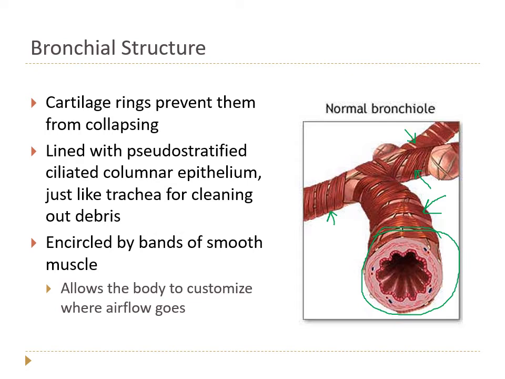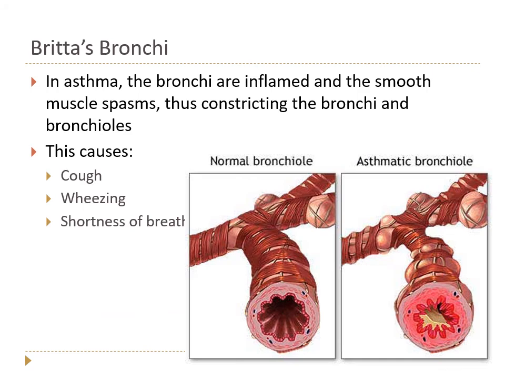Now this allows the body to kind of customize where air goes. If these smooth muscles contract, right, they're kind of like a belt around the bronchus, they will squeeze it shut so not as much air can flow through there.